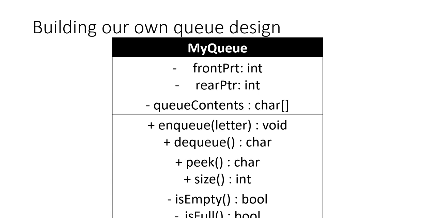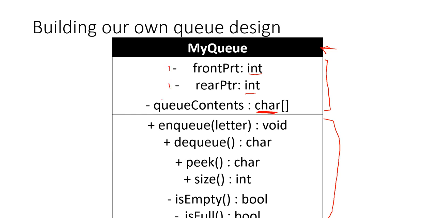Right, time to build our own queue. We've got a little class diagram here. At the top we've got the name of the class. Then we've got the first section of properties or attributes, and then methods or behaviors. In this one we've got a pointer to the front, a pointer to the rear, and they're both integers, and the queue contents. Just for this example, we're going to be storing an array of characters.